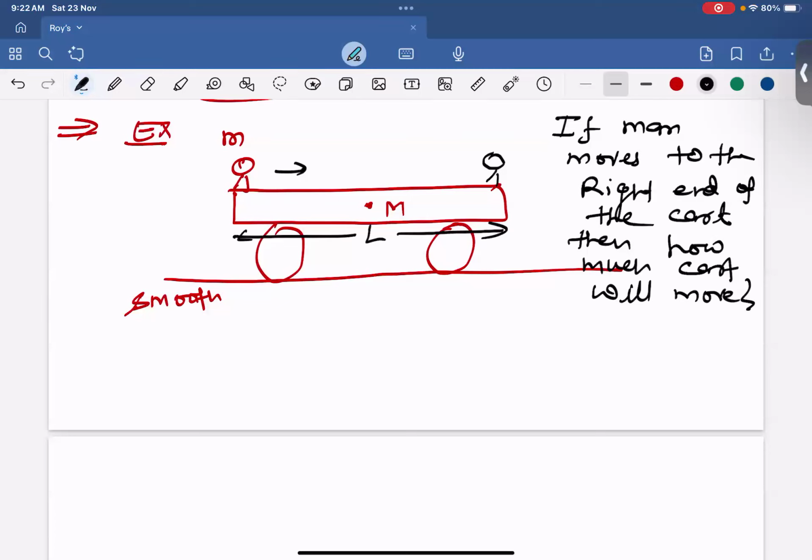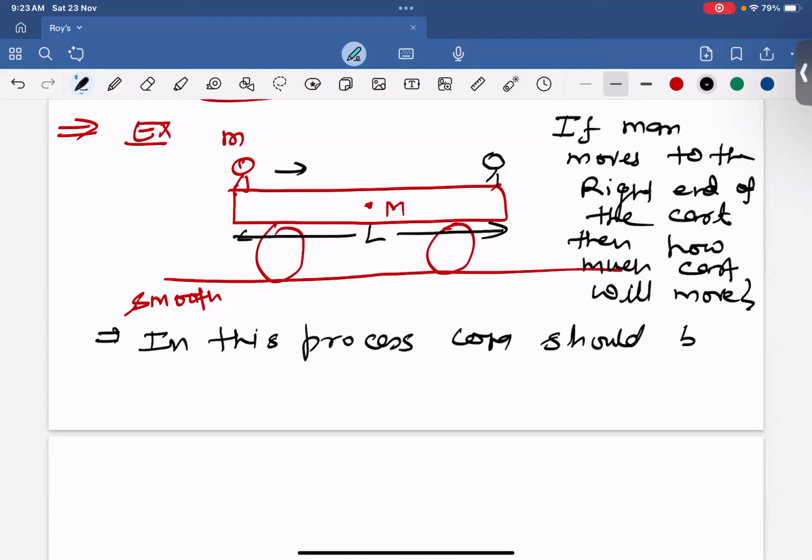So what happens if the man is moving towards right? Now the man is applying force on the cart, and the cart is applying force on the man. So they are internal forces. Internal force means net force should be zero only. Net force will always be zero. So in this process, the center of mass should remain at rest. That means in this process, the center of mass should not move. Wherever it was initially, at the same point it should be there.